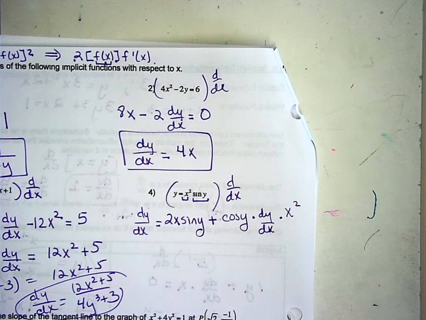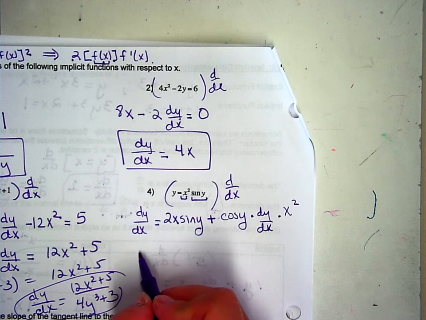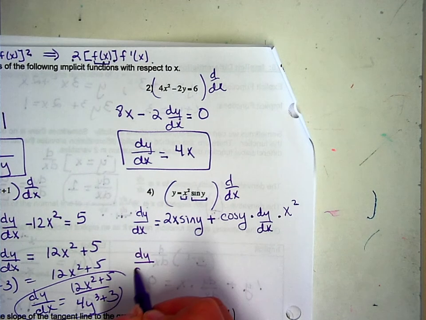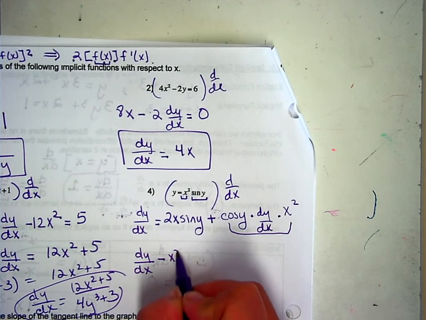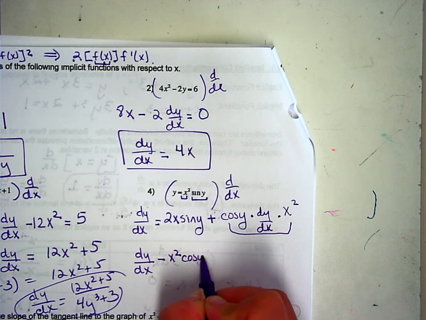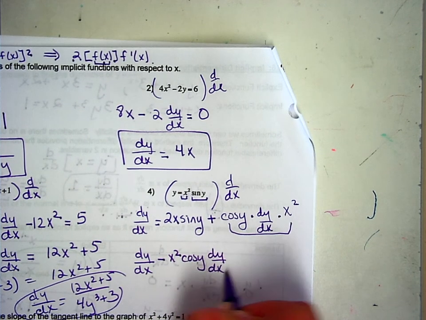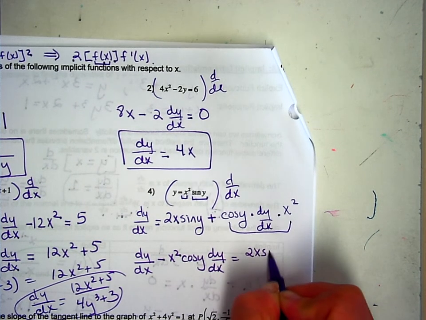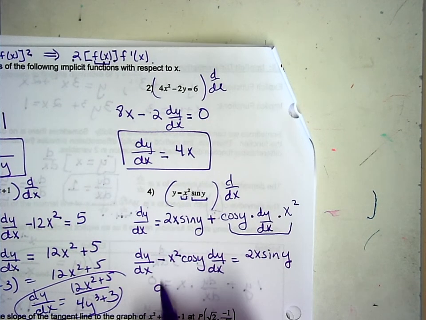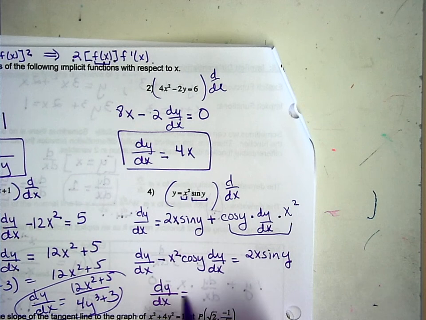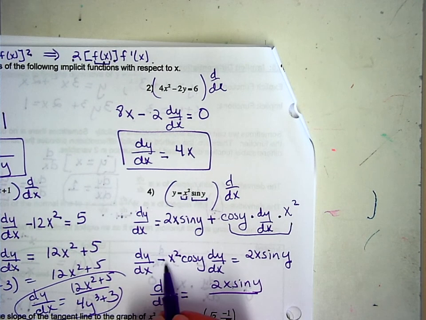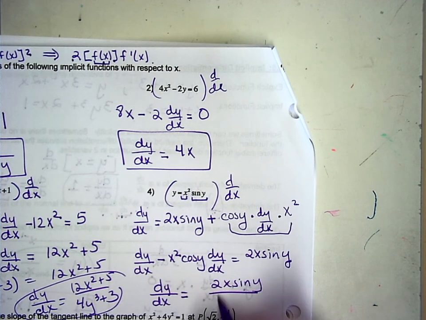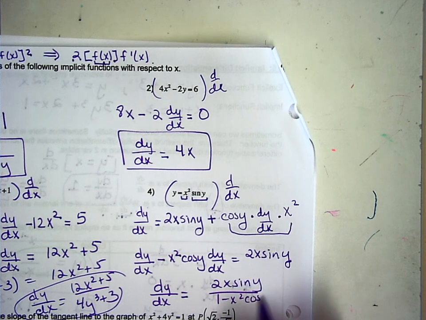Okay, again, we've got to solve this for dy/dx, so move everything that has dy/dx to one side. So I'm going to subtract all of this over, minus x squared cosine y dy/dx. Everything else stays on this side. And then I can factor out a dy/dx and divide all that over. So if I factor it out of here, notice you'll be left with 1 minus x squared cosine of y, which goes on the bottom.